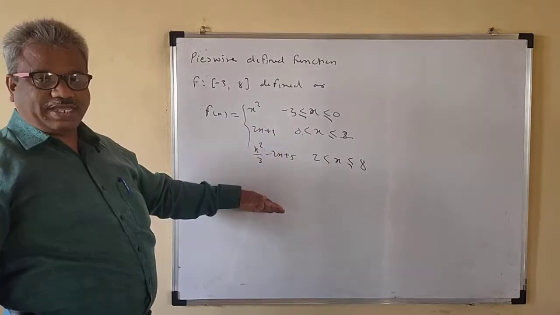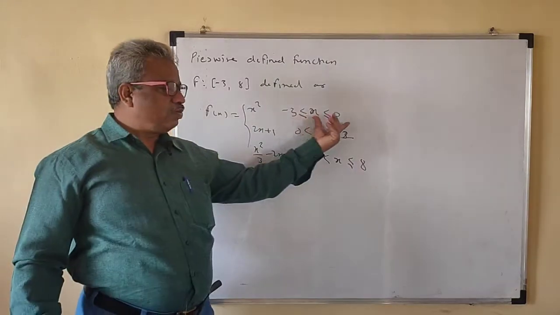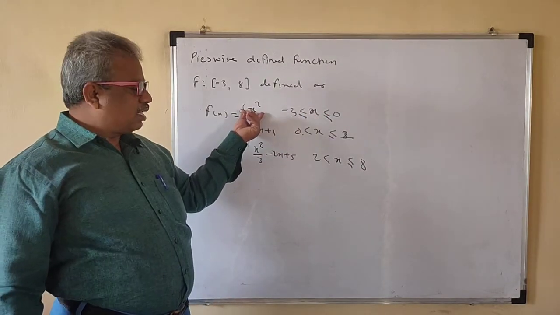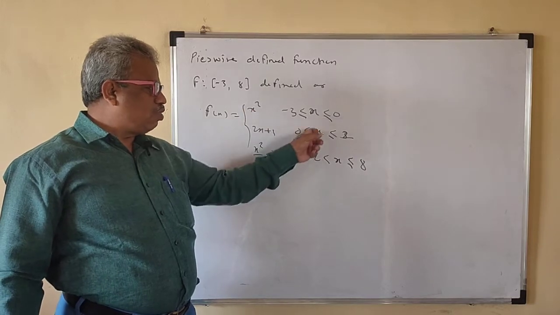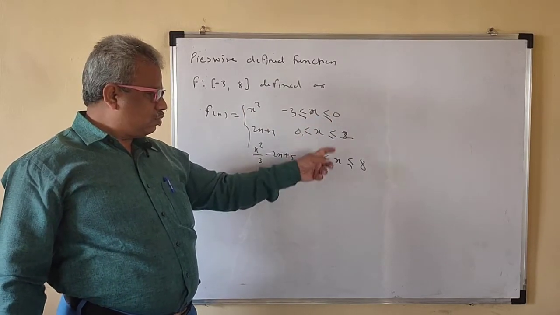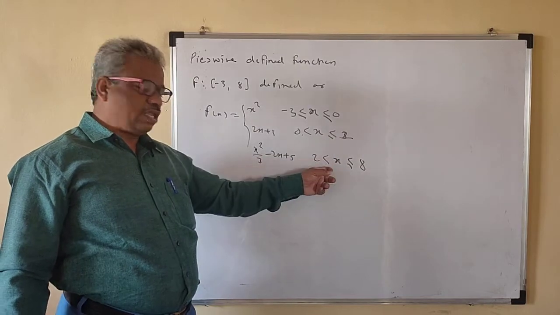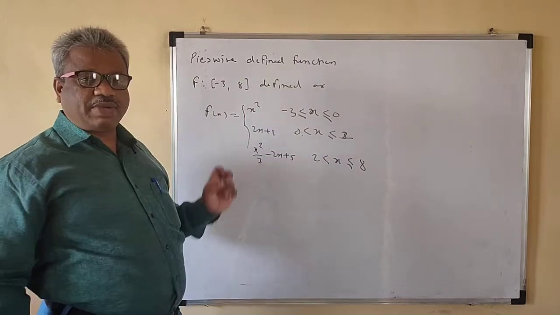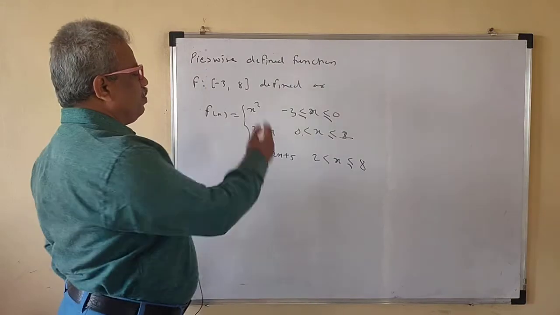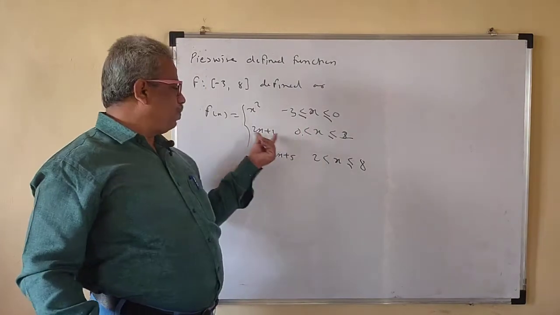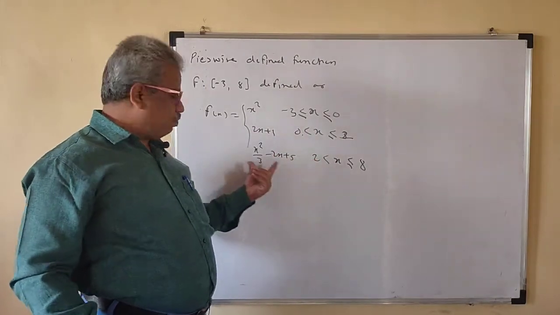So this is piecewise. For minus 3 to 0, there is one function. Now see, these two are not equal here. If it is strictly less than 2, then there should be the 2, because 2 lies between minus 3 and 2. So this is piecewise. That means between 0 and 2, your function is this. Between 2 and 8, your function is this.